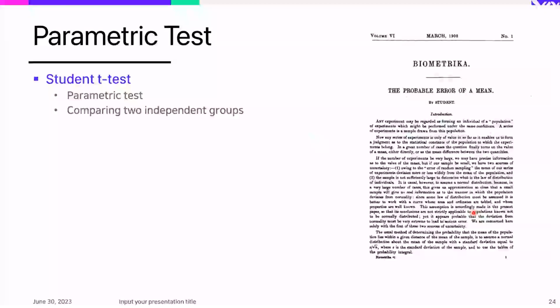Okay, so let's first introduce the student t-test. I think you guys already know what this t-test is. And this t-test is often called the student t-test because the paper was written by an author named Student, and there are some side stories about it, but I'll just pass. So this test is a parametric test and often used to compare the results of 2 independent groups.